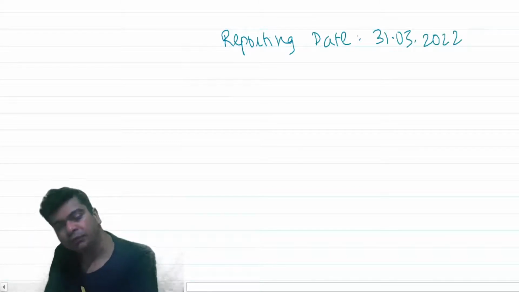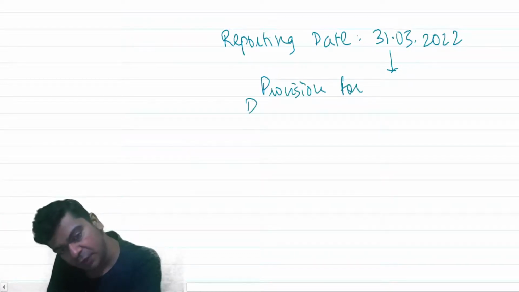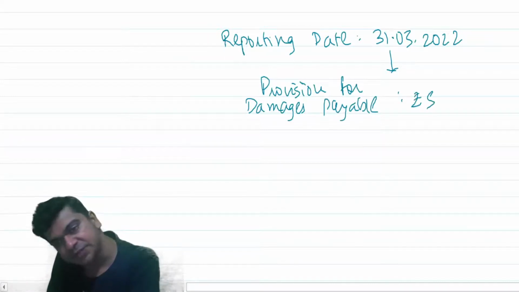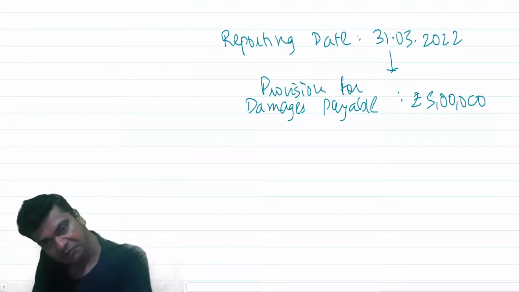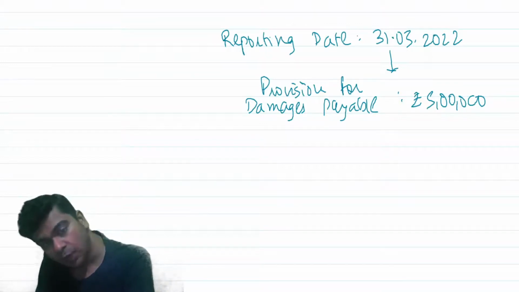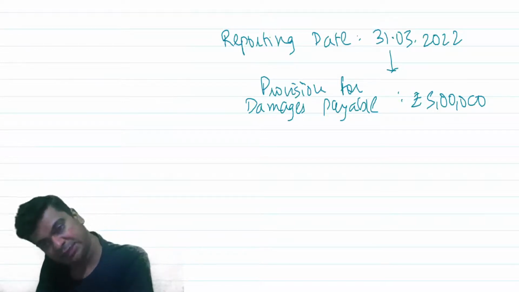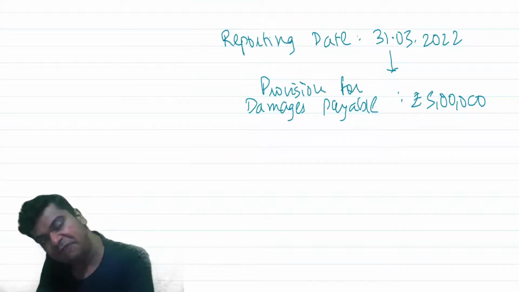Let's say your reporting date is 31st March 2022. On this date, you have recognized a provision. You are saying provision for damages payable. You are recognizing a provision, let us say, of 5 lakhs of rupees. The time when you were preparing your financial statements, one of your customers has taken you to court, right? That customer has filed a suit against you and is claiming a certain amount of damages. Your lawyers are advising you that you may lose this particular case and you may have to pay around 5 lakhs of rupees. Applying Ind AS 37, I have recognized a provision of 5 lakhs of rupees.